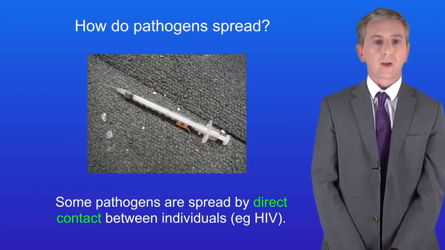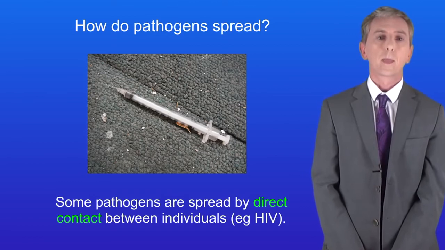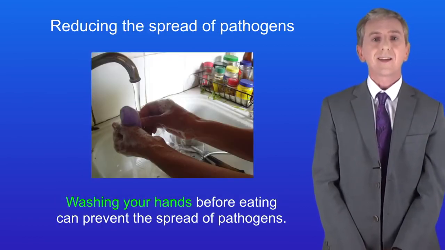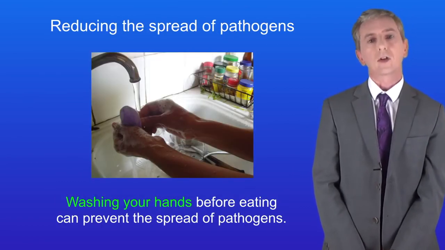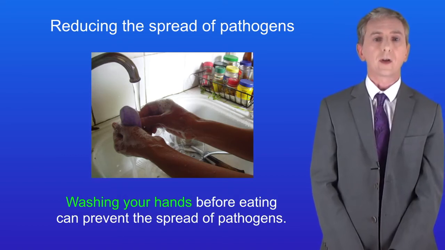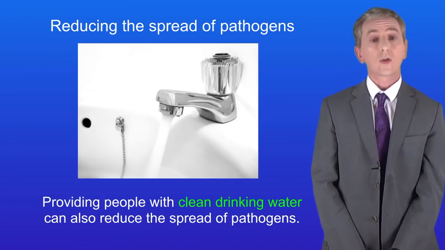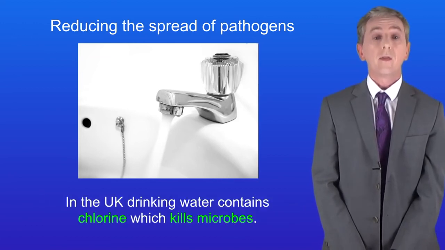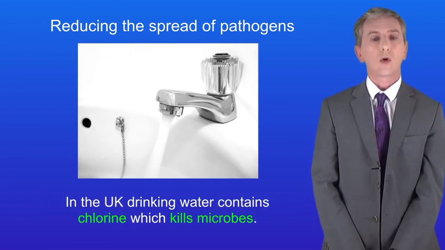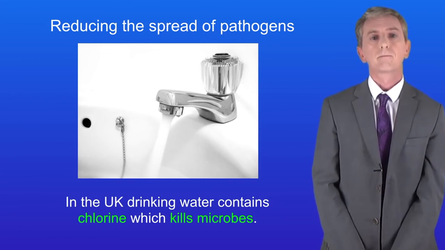Now, there are several ways that we can reduce the spread of pathogens, and we're going to finish by looking at these now. Firstly, practicing basic hygiene can prevent the spread of pathogens, for example, washing your hands before eating. Providing people with clean drinking water can also reduce the spread of pathogens. In the UK, drinking water contains chlorine, which kills microbes.